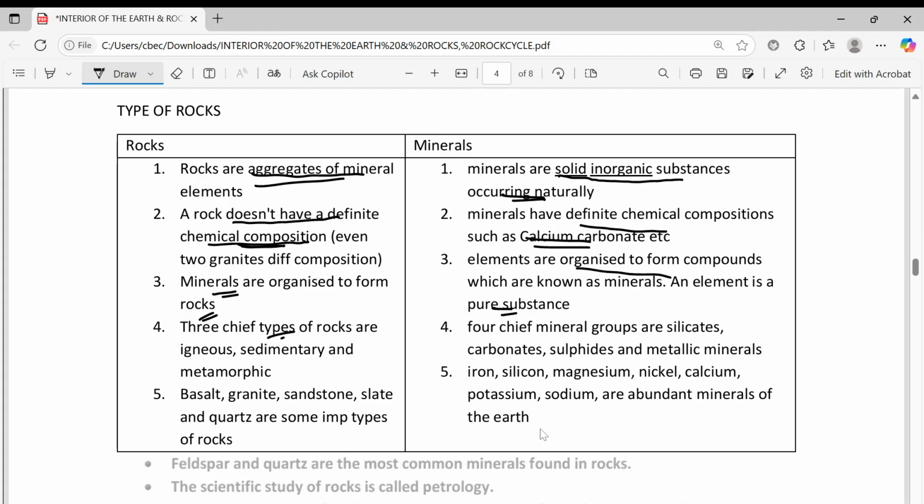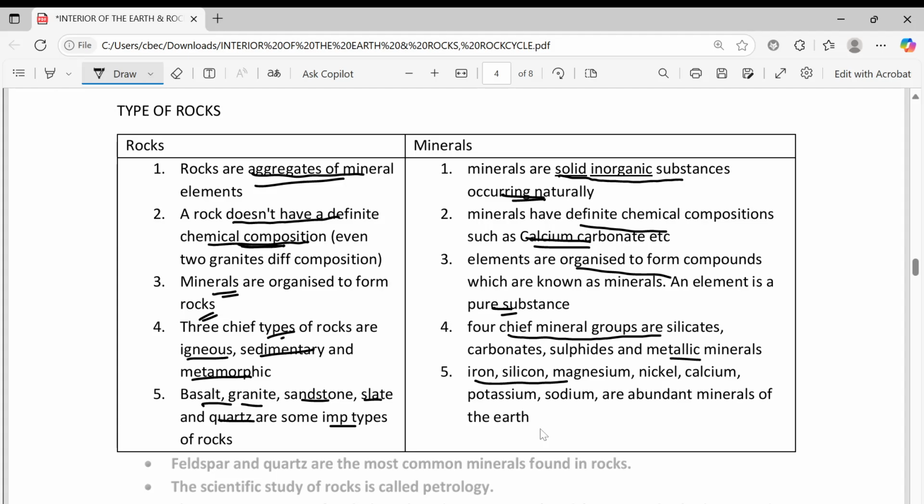Three chief types of rocks, very important: igneous rocks, sedimentary rocks, and metamorphic rocks. For example: basalt, granite, sandstone, slate, quartz. The chief mineral groups are silicates, carbonates, sulfides, and metallic minerals, iron, silicon, etc.